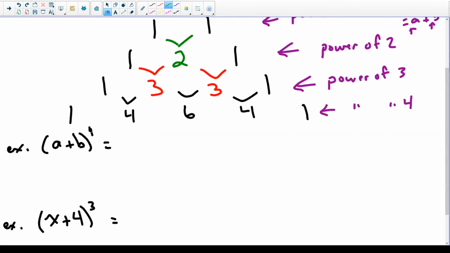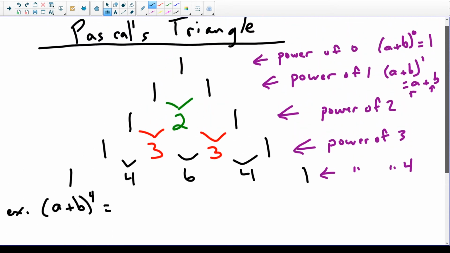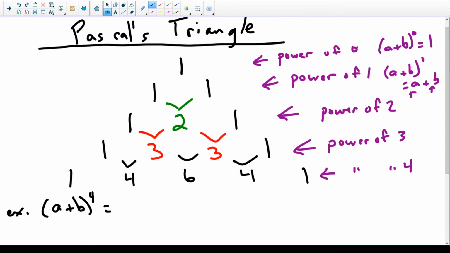So let's do a plus b to the 4. And then we're going to do x plus 4 to the 3. Okay? Let's do a plus b to the 4. So the first thing you would do is you would write Pascal's triangle all the way up to the fifth row, which is the 4th power. Okay? So let me be clear on that. You're starting by counting at 0. So 0, 1, 2, 3, 4. That's the 5th row, but it's the 4th power.